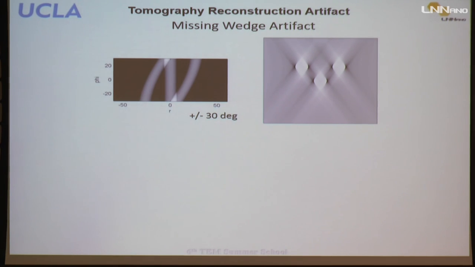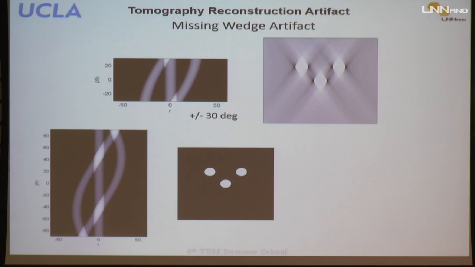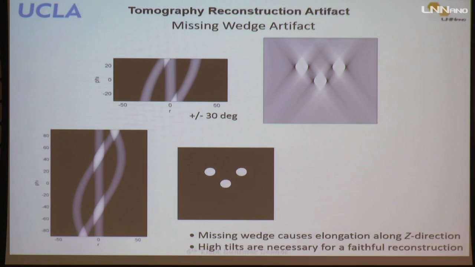And filter back projection actually makes this look worse. But if you use some iterative method, you can get some information back. But if you're missing too much information, it cannot be completely retrieved, which is a problem. So this is a typical missing wedge artifact. And you need a high tilt range to get the proper object back.